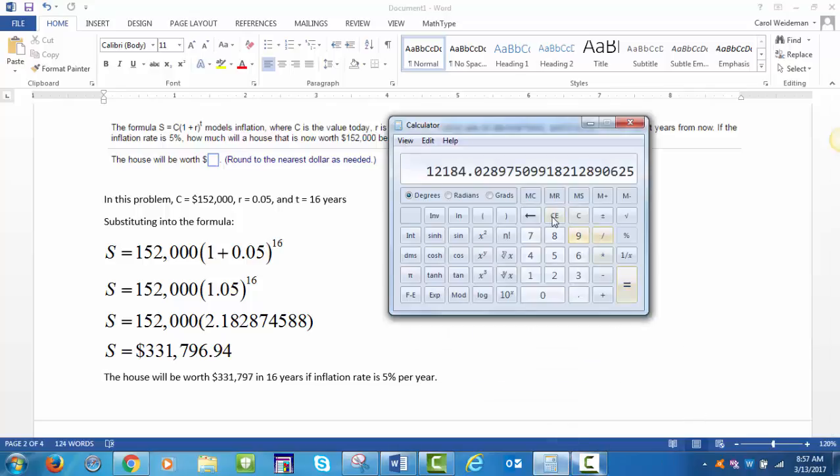Again, I'm going to take my calculator, and I'm going to start with the order of operations inside the parentheses. So I'm going to do 1 plus 0.05, and then I'm going to raise it to the 16th power, and finally I'm going to multiply by the current value of the property, which is $152,000. So the future value at 16 years for this property would be $331,796.94. Actually, this one you round off to the nearest dollar. This will round off to $331,797.